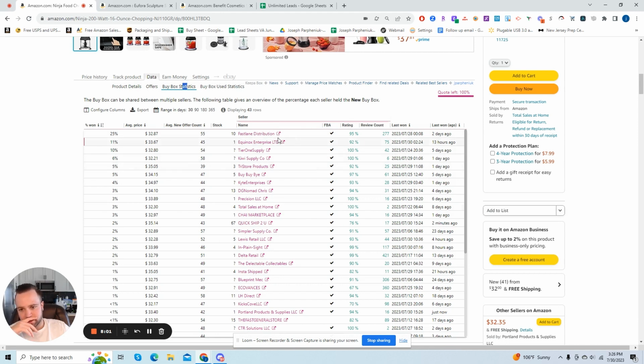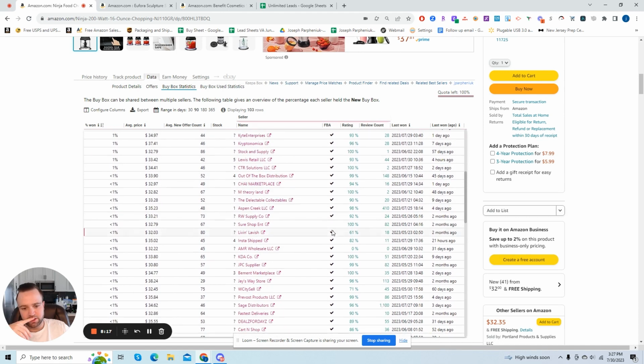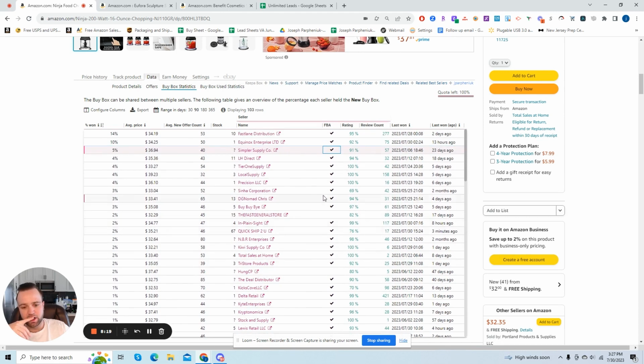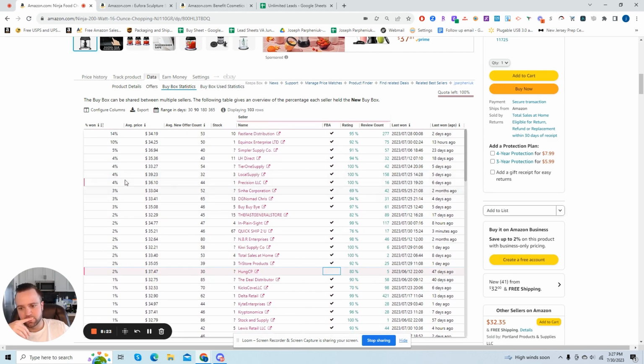And then the buy box statistics. So the buy box statistics is the sellers that are in the buy box and their percentage of winning the buy box. And it also shows you the last time they won it and their review count, the rating, were they FBA or FBM. Gives you an idea that this is a domination of FBA sellers for the most part. Some FBM sellers are winning the buy box, but for the most part, FBA sellers are dominating it.